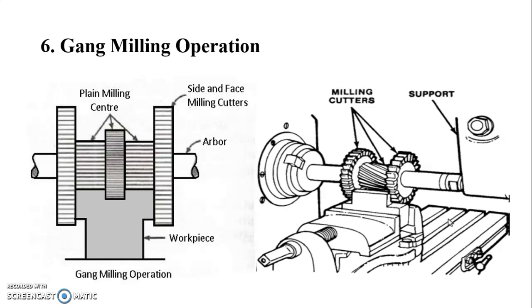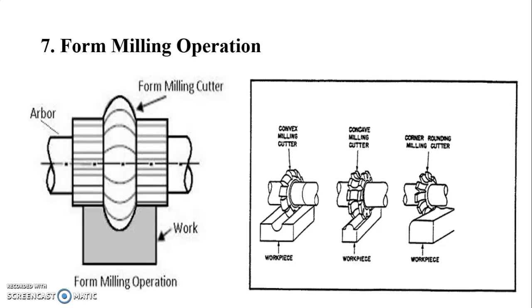The possible cutter combinations are unlimited and are determined in each case by the nature of the job. So in gang milling, the rate of production is high since a number of surfaces are machined simultaneously. Duplicate parts can be made with accuracy, and the cutting speed of a gang milling cutter is calculated from the cutter of largest diameter.